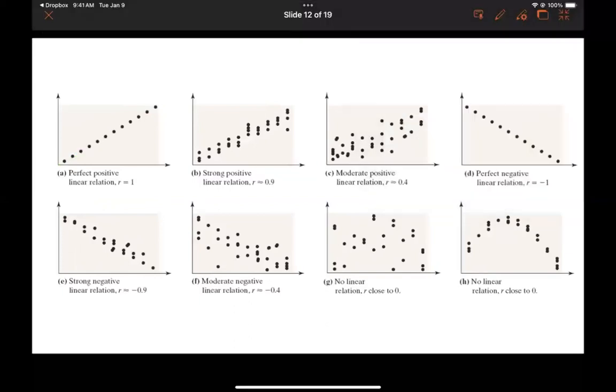So B is a really strong positive relation. It has a correlation coefficient of about 0.9. It is a really good, strong positive relation, not quite perfect, but pretty darn close.